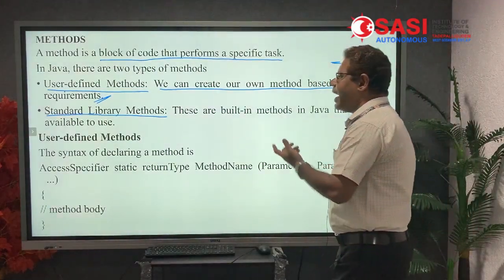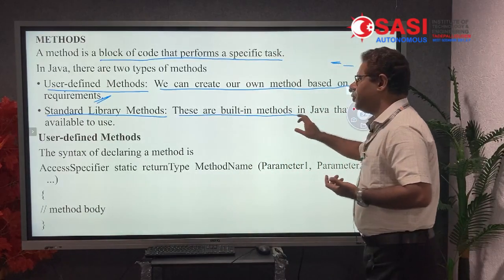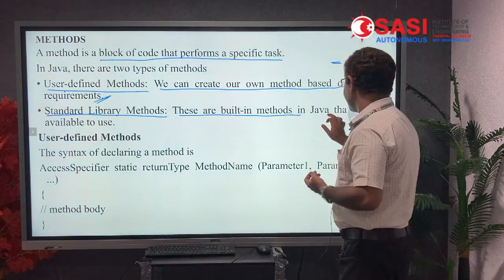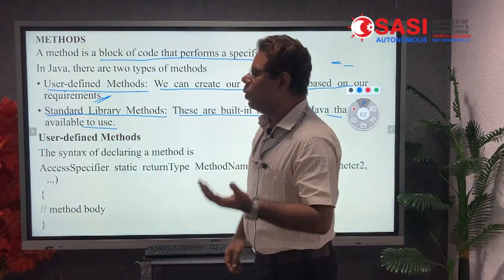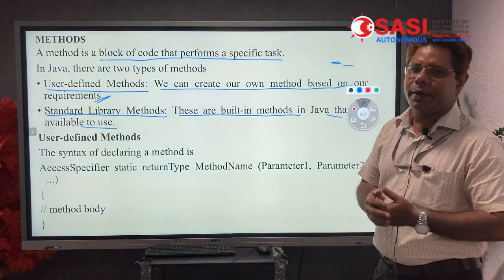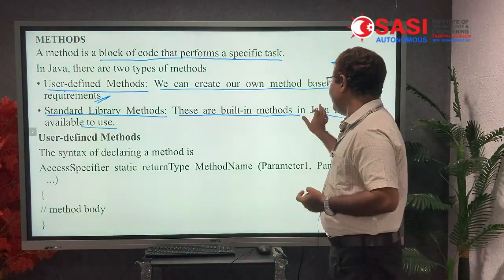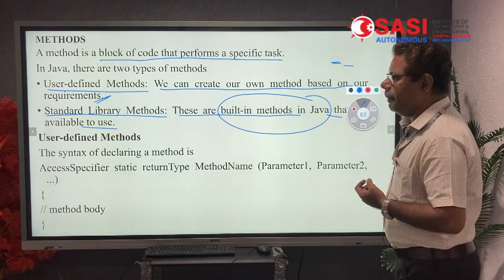Next one is the standard library methods. These are also called built-in methods. We have a number of built-in methods in Java that are available to use. So user defined methods are based on our requirement, we can create our own methods. The standard library methods are the built-in methods, which are also called predefined methods.